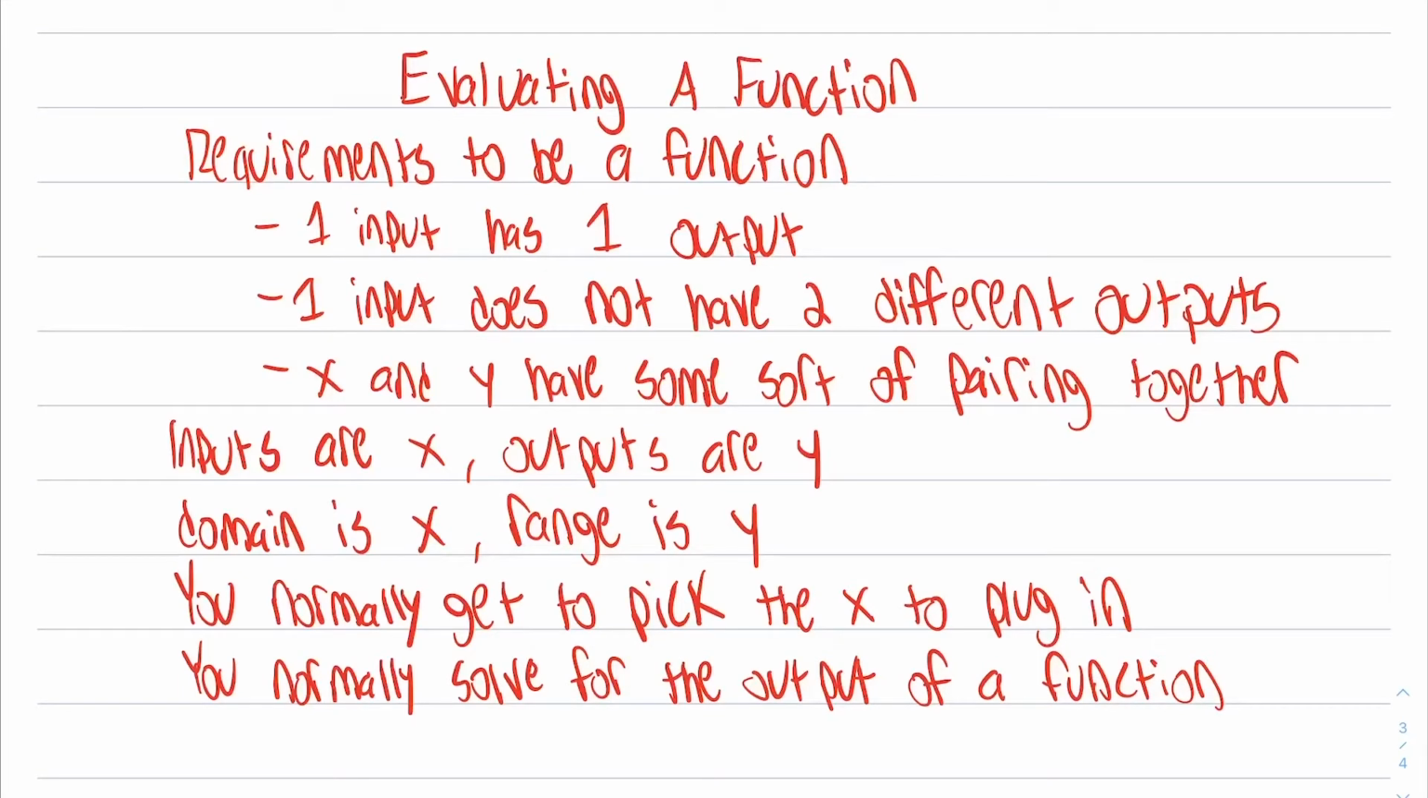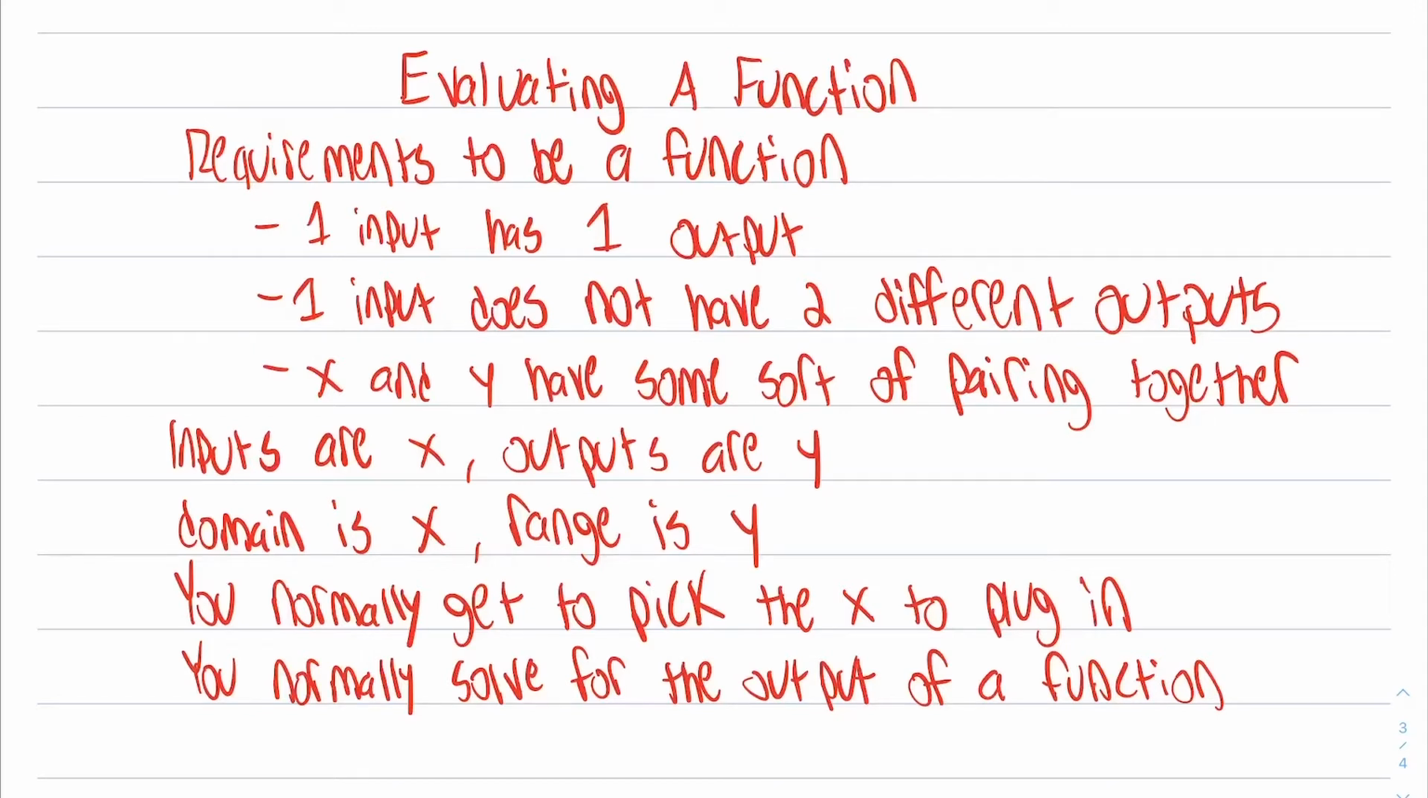Hello everyone, in this video we're going to be evaluating functions at specific points. But before we do that, let's just go over the requirements one more time of what it means to be a function really quickly. If you are a function, then one input has one output. Also, one input does not have two different outputs, because that would break the first rule that we had.